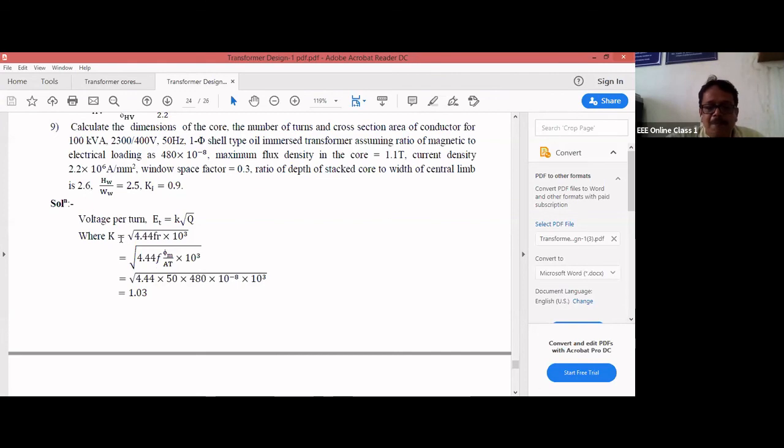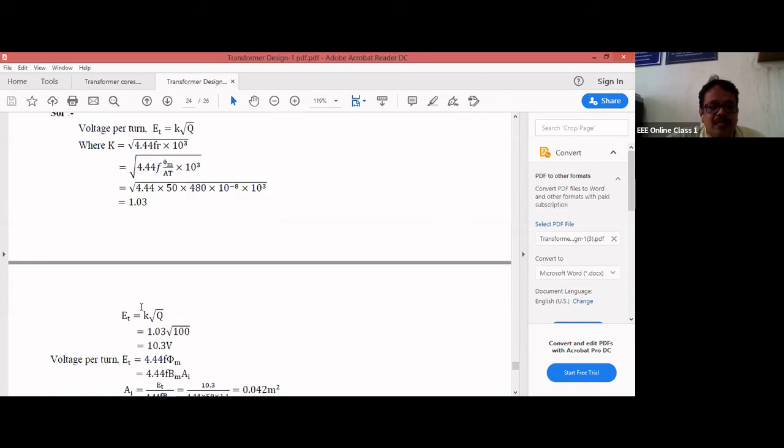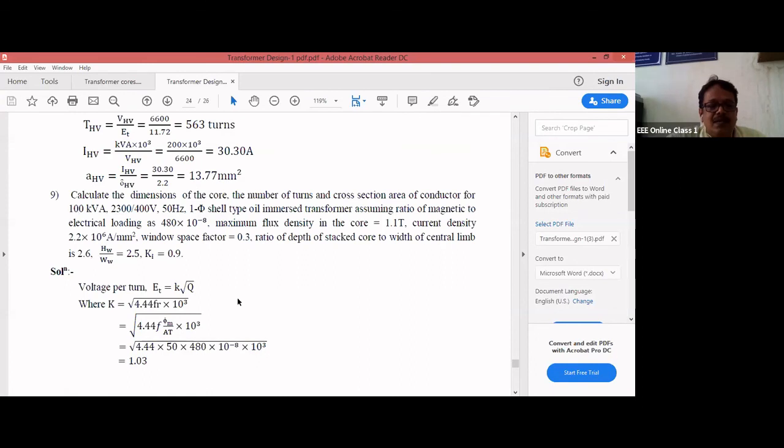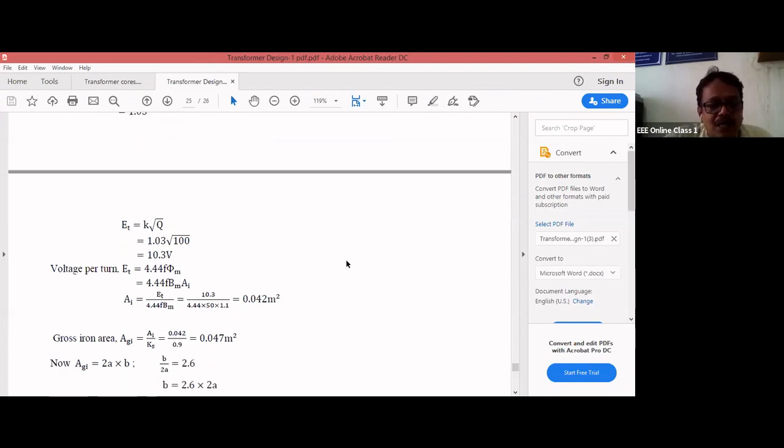So what you got is K. K is equal to 1.03. Once you have K, you can calculate ET, the voltage per turn, which is equal to K into under root of Q. K is 1.03 and KVA is 100 KVA. Then voltage per turn is 10.3 volts. So once you have voltage per turn, you can always calculate the net iron area of the core.